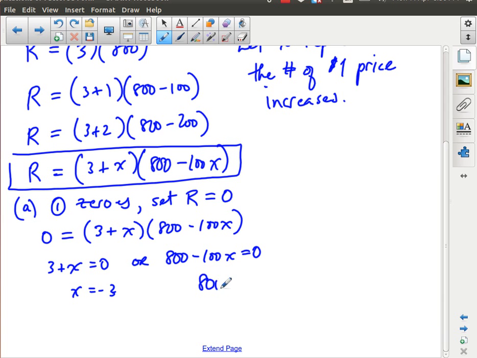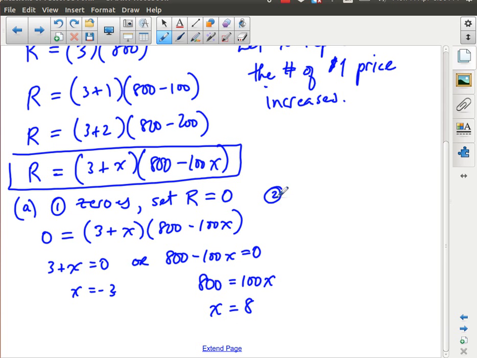This other one is 800 becomes 100X. Divide both sides by 100, I end up with X is equal to 8. Now in this case, that's saying that if X is equal to 8, but what is my ticket price if X is equal to 8? That would be 3 plus 8. That would be $11. So if I kick the price up to $11 per ticket, I lose all of my customers and nobody comes to the games. So these are the zeros. These are the two numbers that will result in no revenue at all.